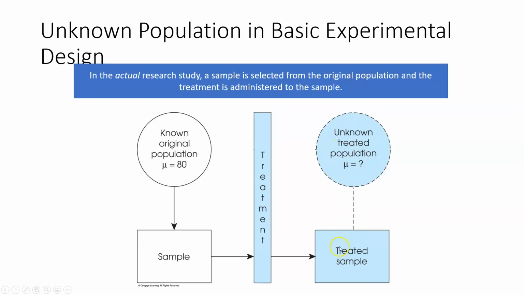But in real life, we can't do that, and so instead, we take a known original population, draw a sample, give it a treatment, and then we take that treated sample to imagine what the whole population would look like if every single person in the population had received that treatment.